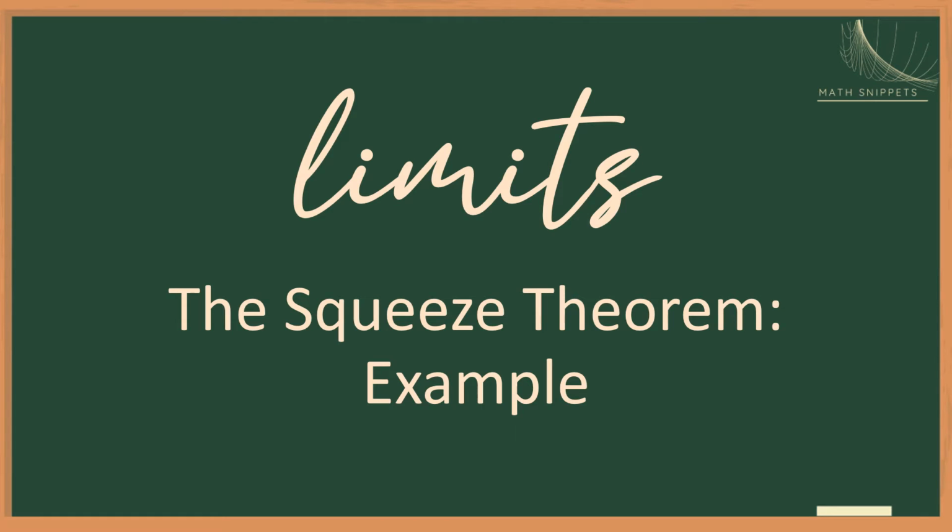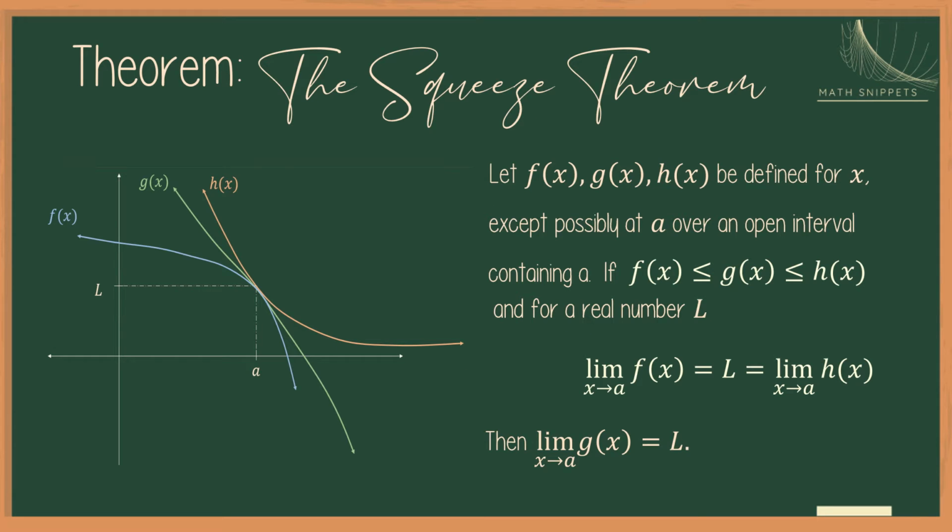Let us consider another example of the squeeze theorem. But before we do that, let us recall the squeeze theorem. It says that if we have three functions, f, g, and h, that are defined in an open interval containing a, except maybe possibly at a itself, and if the function values of g are always in between f and h, and suppose we have a real number L such that the limit of f as x approaches a and the limit of h as x approaches a are both equal to L, then the limit of g of x as x approaches a must also be equal to L.